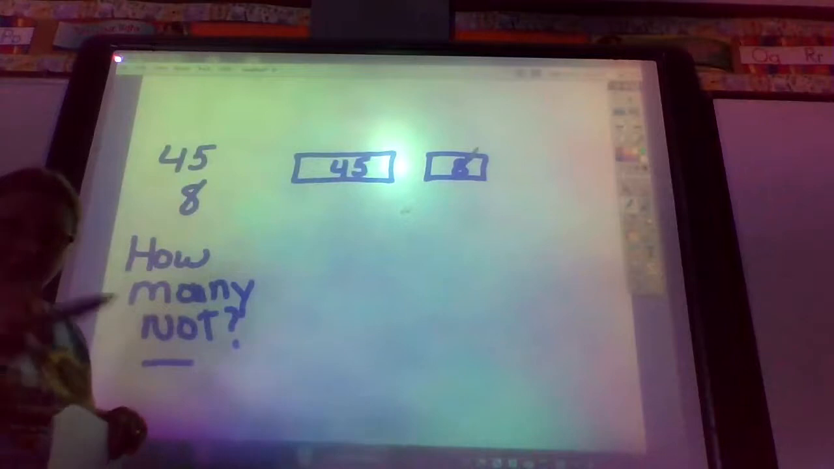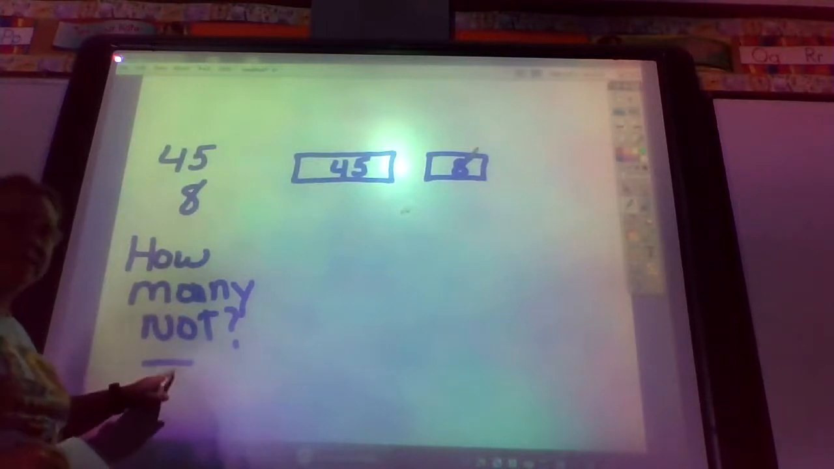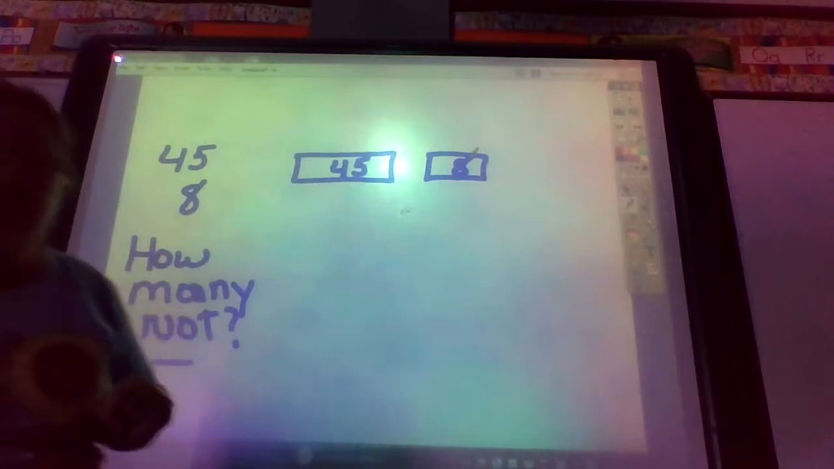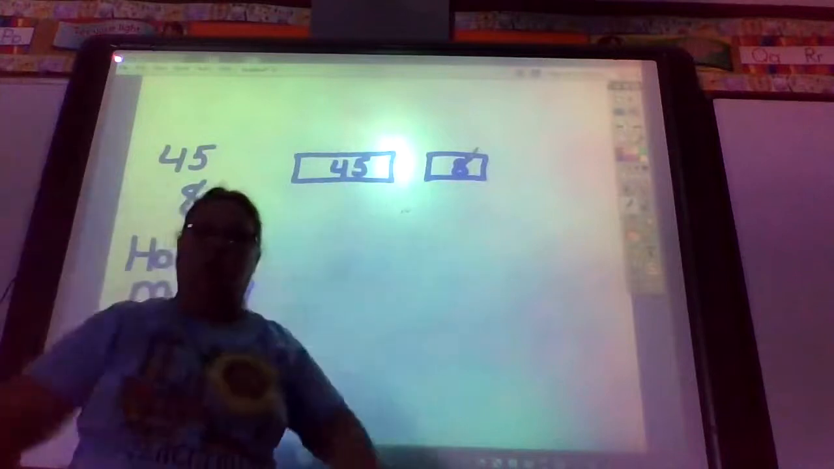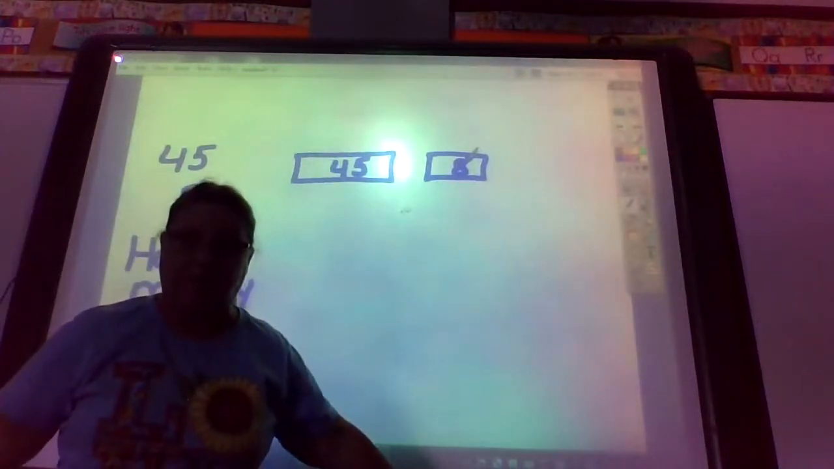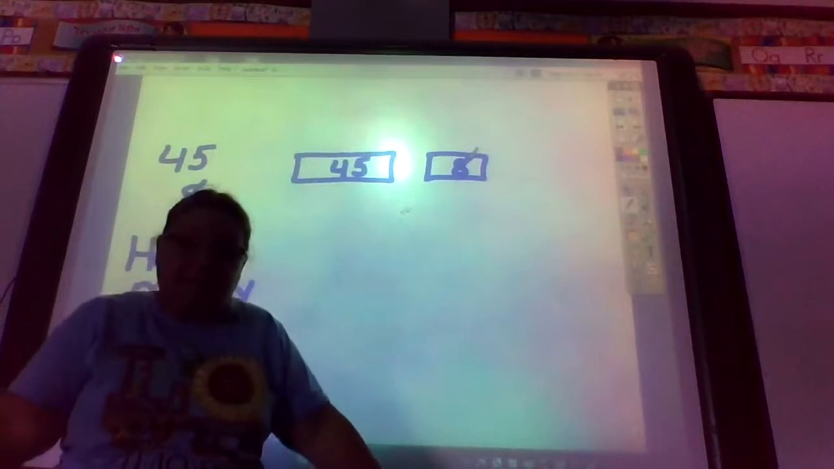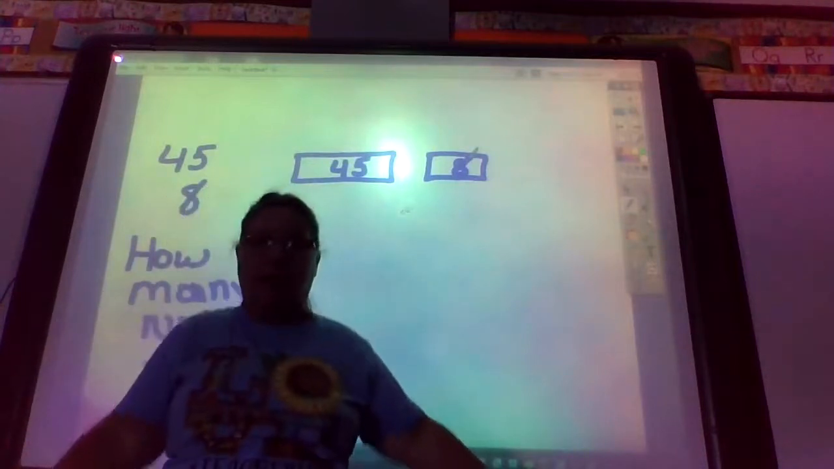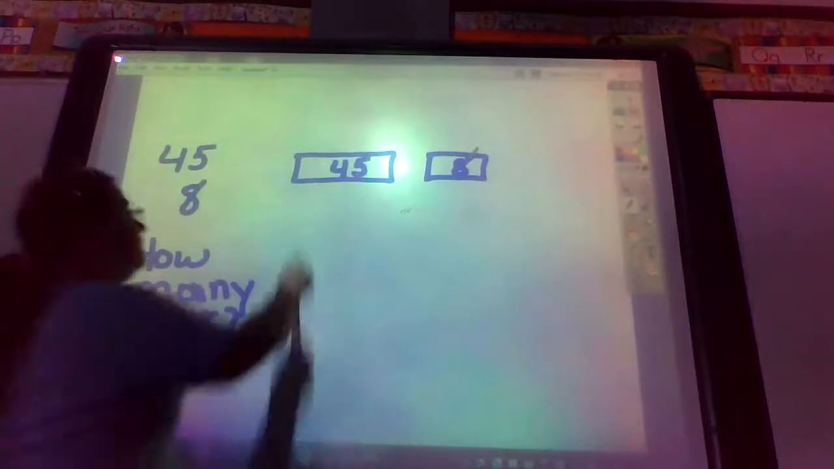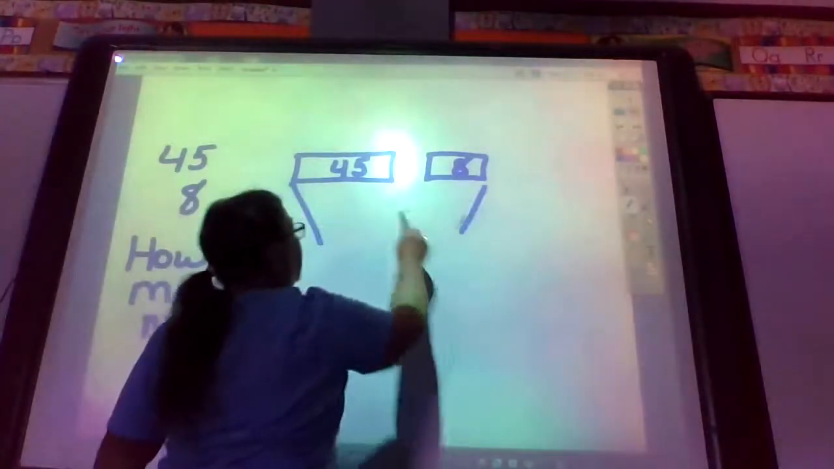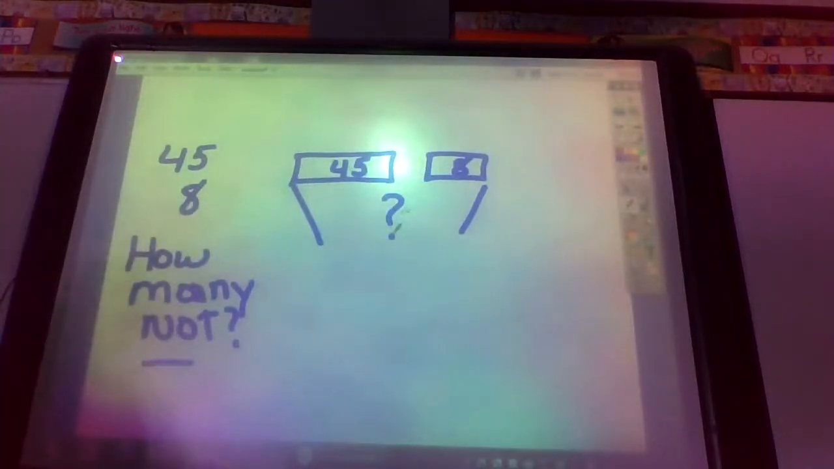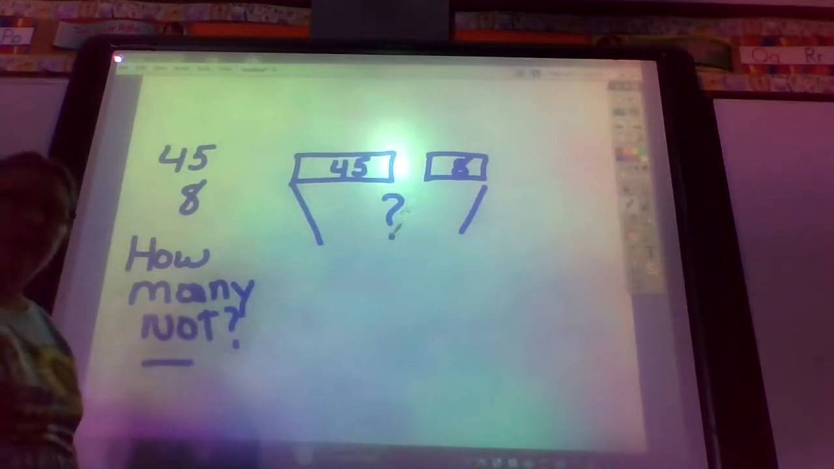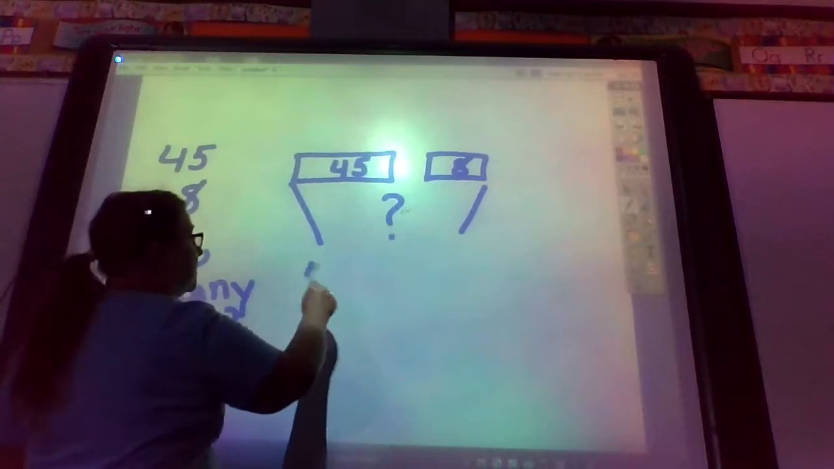Okay, we learned this yesterday. If I'm going to subtract, my numbers are going to get smaller. So do I need a roof to get my number bigger, or do I need that basement to make my number smaller? That's right, I need a basement. I'm subtracting, so I want a basement. So I'm going to draw my basement lines. And I'm going to put my question mark in there because that's what I'm trying to find out. Okay? 45 minus 8. I have my basement. Well, let's write the problem out.